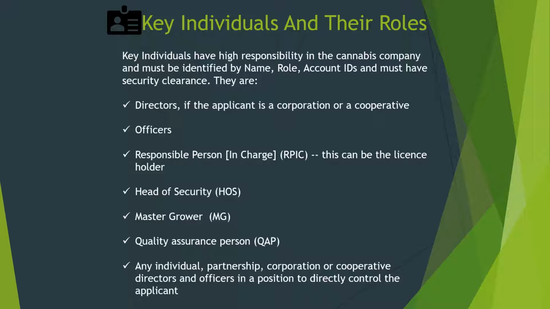So, key individuals and their roles. The key individuals have high responsibility in the cannabis company and must be identified by name, role, account IDs, and must have security clearance. And these are the directors. So if the applicant is a corporation or a cooperative, you'll need to have the directors, the officers, responsible person in charge, head of security, the master grower, quality assurance person, and any individual partners, corporation, or cooperative directors and officers in a position to directly control the applicant.